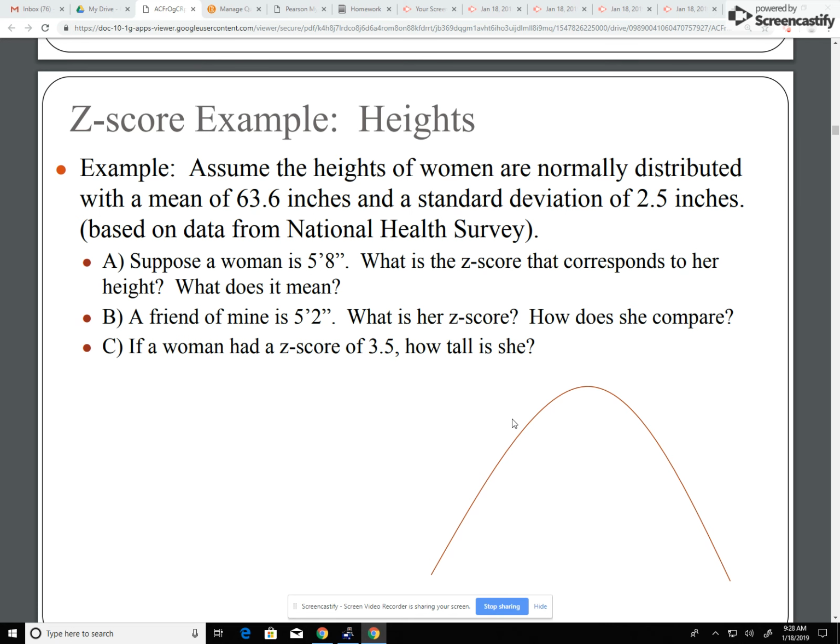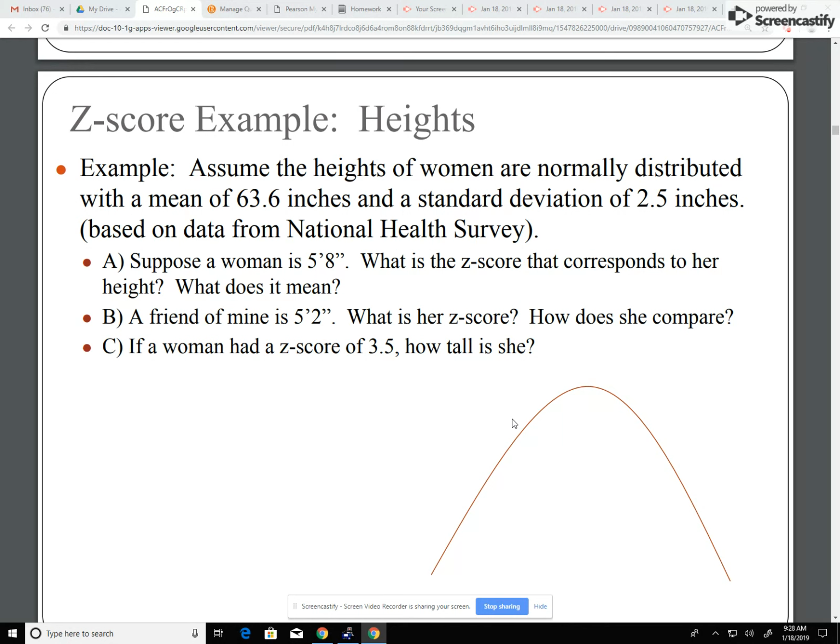This example goes through using z-scores to determine women's heights. The example states, assume the heights of women are normally distributed with a mean of 63.6 inches and a standard deviation of 2.5 inches. This is based on data from the National Health Survey. I don't remember the year that I got this data, but it's been a while, so I'm wondering if the data has changed a little bit. But for purposes of this example, we'll roll with it.